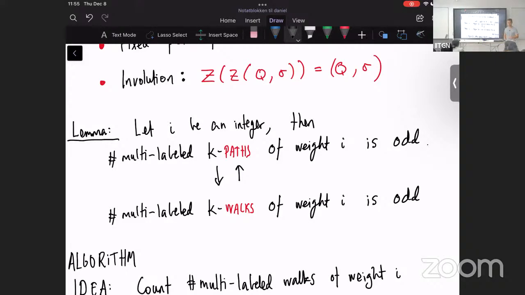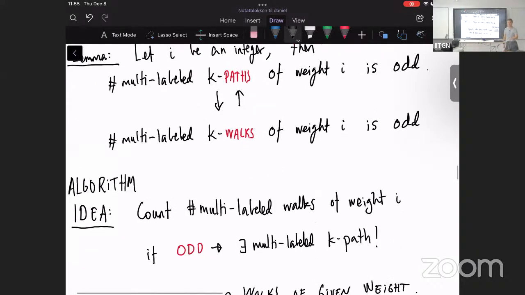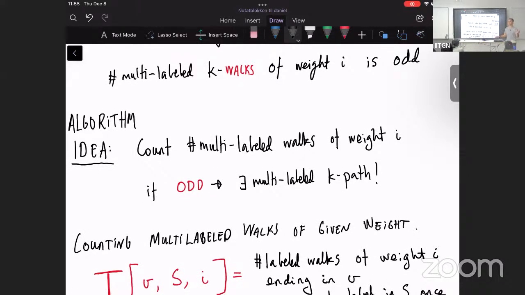So here's an algorithm. Let's count the number of multilabeled walks of weight I for every I. If it's odd, there is a multilabeled k-path, so there's a k-path. If it's even, well, I don't know. But if it's even for all I, I'm going to report there is no k-path.